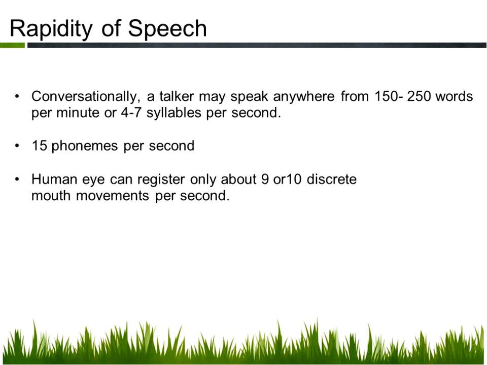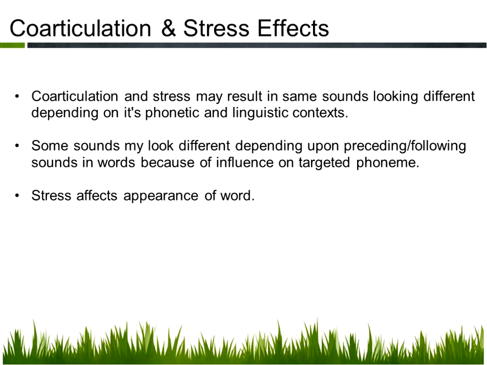Conversationally, most talkers speak between 150 and 250 words per minute, about 4 to 7 syllables a second. That's about 15 phonemes on average per second. But your human eye can only register about 9 or 10 discrete mouth movements per second. So literally the limitation of our visual system says we simply can't process the rapid nature of conversational speech. So lip reading is hard.